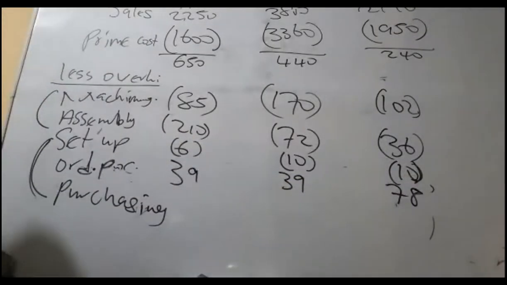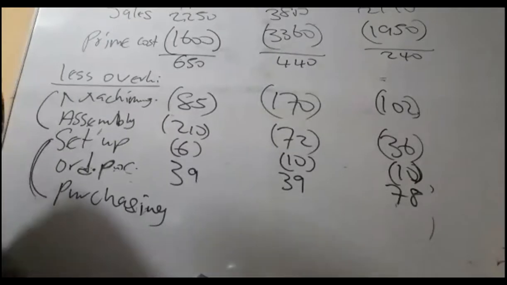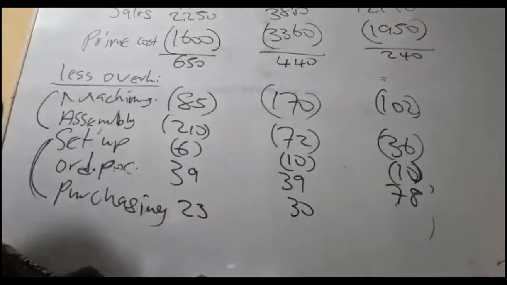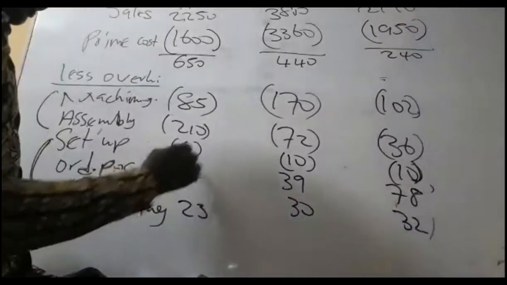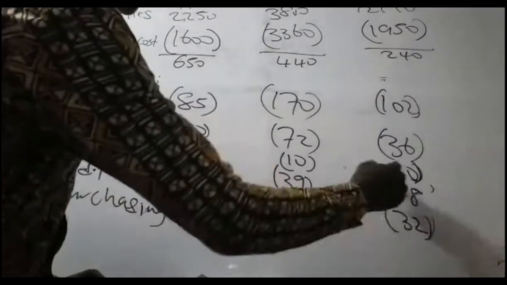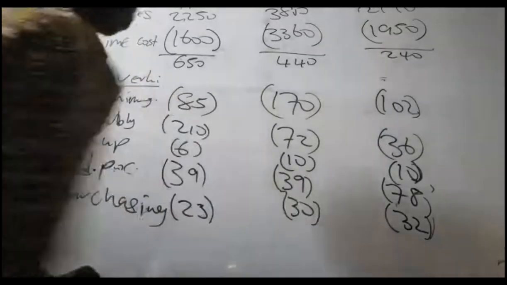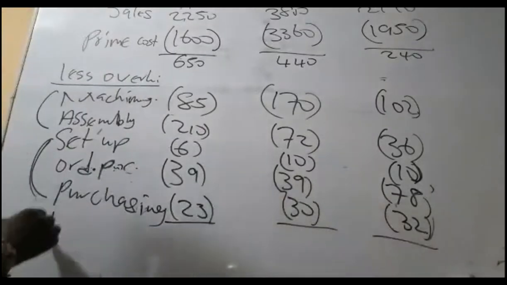Let's go to purchasing. I like the way you are giving me the figures. So the purchasing, we have 23, 30, then 32. Kindly put all of them in brackets. We are subtracting. So what's the net profit or loss?